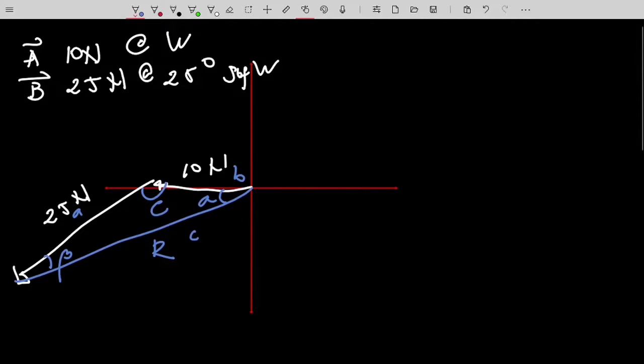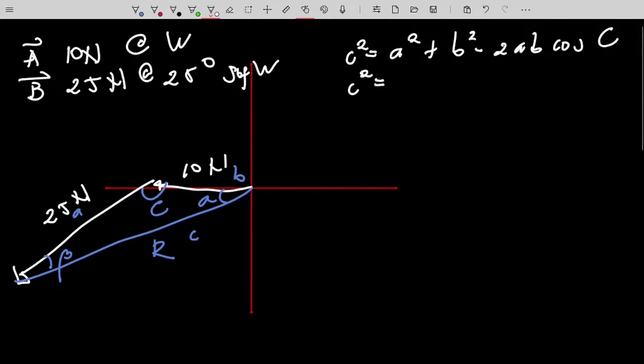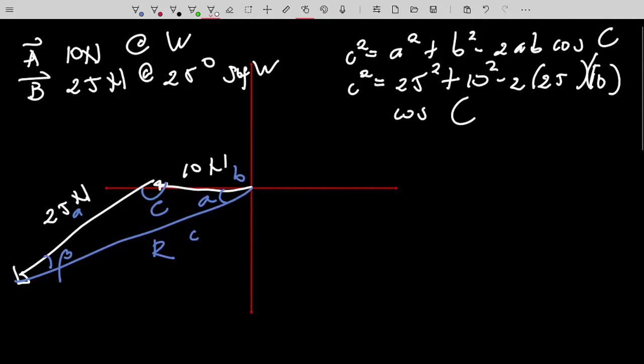Now again, use the law of cosine to get the value of the magnitude of the resultant force. So C squared is equal to A squared plus B squared minus 2AB cosine C. Now rewrite the given. C squared is equal to the value of A, which is 25 squared, plus the value of B, 10 squared, minus 2 times 25 times 10 cosine C. Now again, we have to look for the value of your C, which is this one.